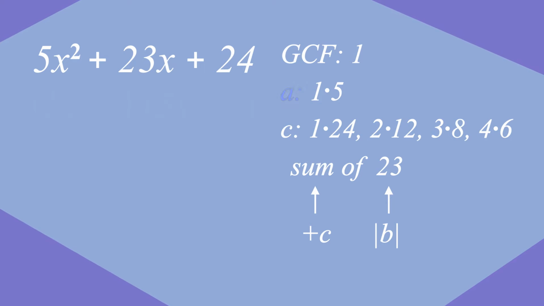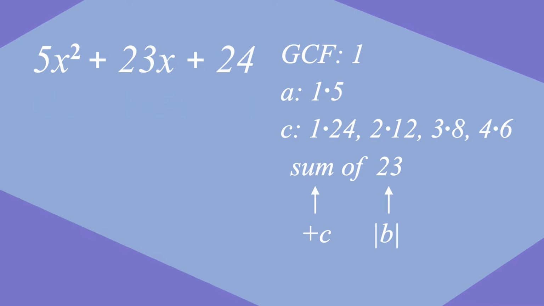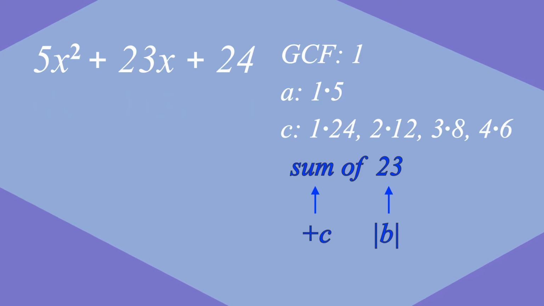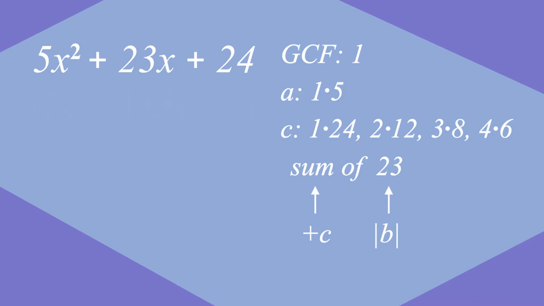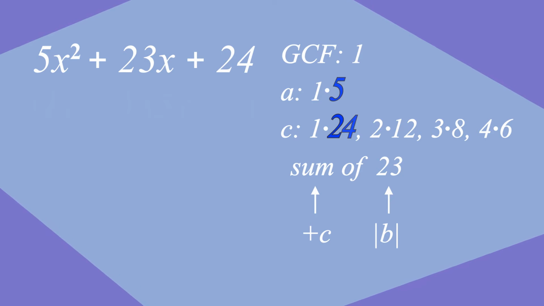You've practiced factoring when the factors of a were always 1 times 1. Now we're going to see that our factors of a could be many things. Let's see how that looks. As we start looking for the right combination of a and c factors, remember we are looking for a sum of 23. If we take 1 times 1, we get 1. And 5 times 24 is a number greater than the sum of 23, so even without doing that calculation, we can see that this is not the combination we want.